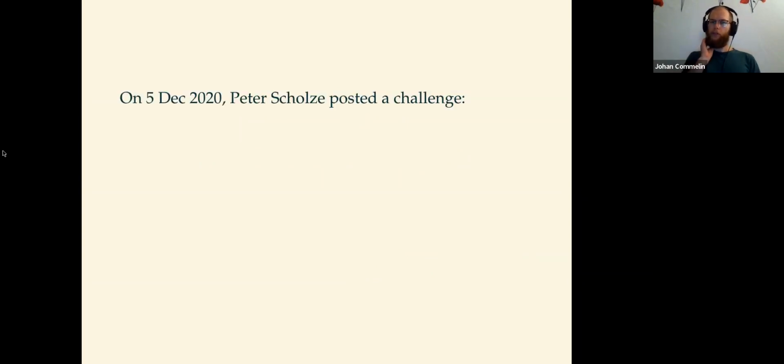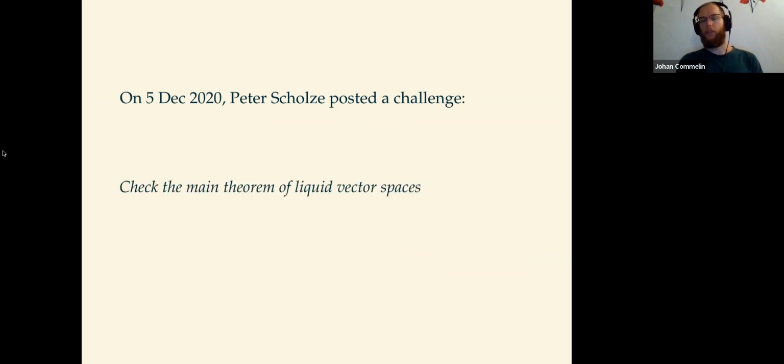On the 5th of December 2020, Peter Scholze posted a challenge online. Namely, the challenge was to check the main theorem of liquid vector spaces on a computer. And so there are maybe two things I want to say about this. So first of all, what does it mean to check a theorem on a computer, or maybe check the proof of this theorem on a computer?